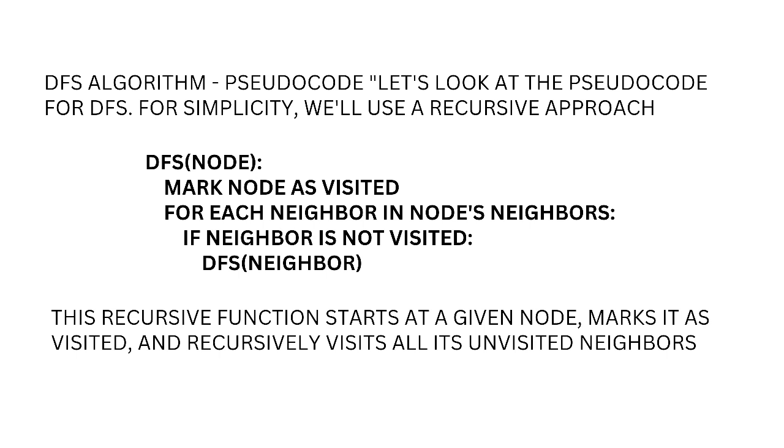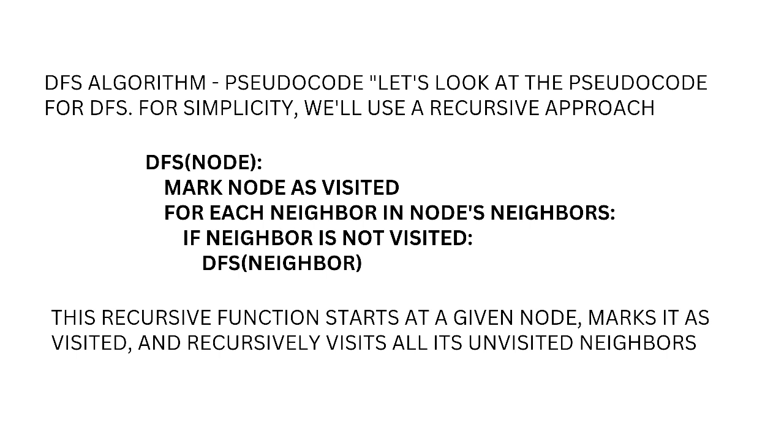Let me give you a brief overview of how this works. Let's look at the pseudocode for depth first search. For simplicity, we'll use a recursive approach. DFS takes a node and marks the node as visited. Then we run a for loop over each neighbor of the node, and if the neighbor is not visited, we visit the neighbor. So this recursive function starts at the given node, marks it as visited, and recursively visits all the unvisited neighbors. That's how the depth first search algorithm works.